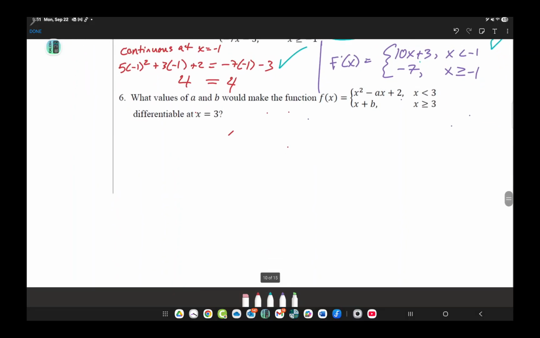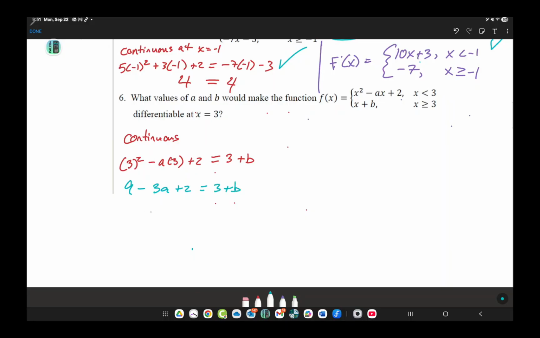Now, this question will be on your test. We are going to do the same thing we just did. We have a continuous side. Okay, so we take 3 and plug it in. So it's 3 squared minus a times 3 plus 2 and set that equal to 3 plus b. So we get 9 minus 3a plus 2 equals 3 plus b. So we have 11 minus 3a is equal to 3 plus b, or 8 minus 3a equals b.